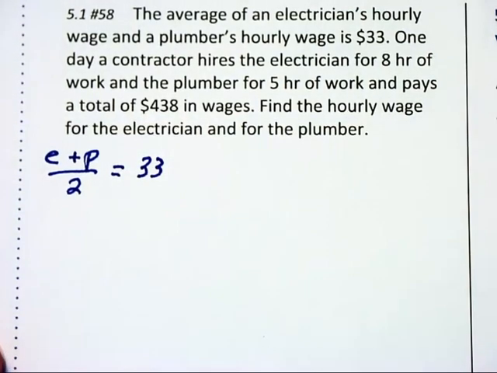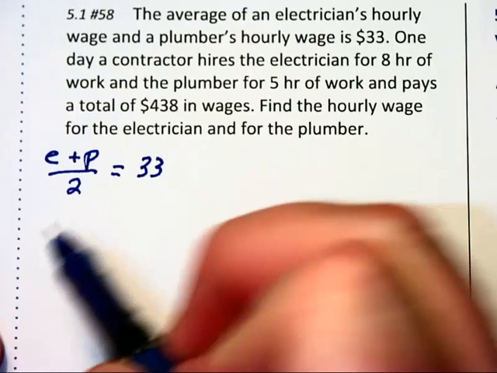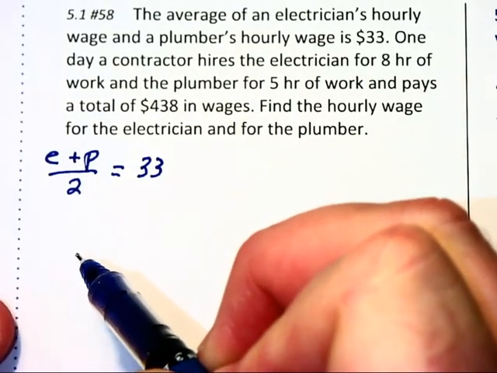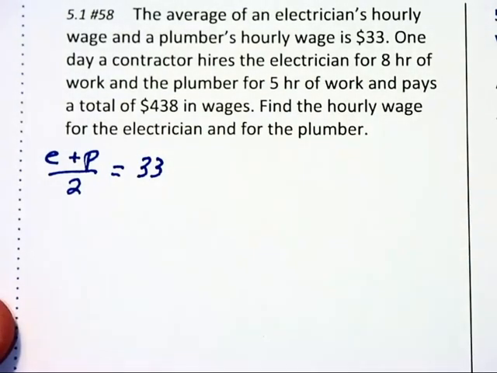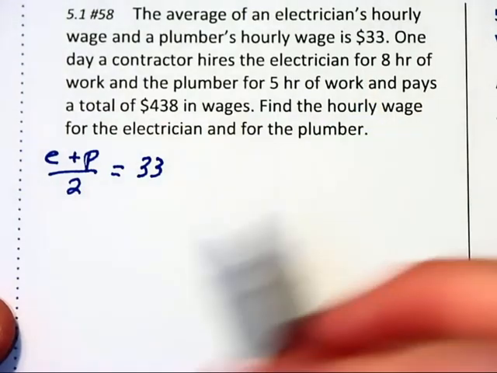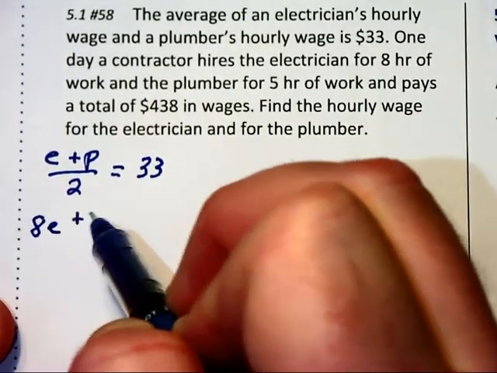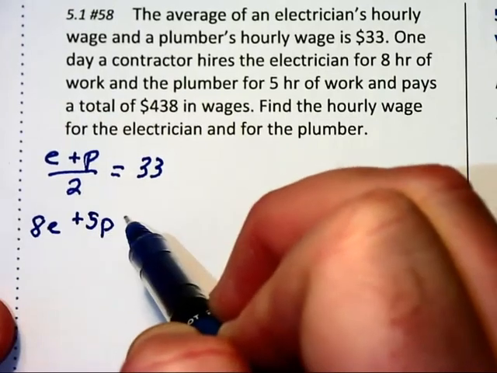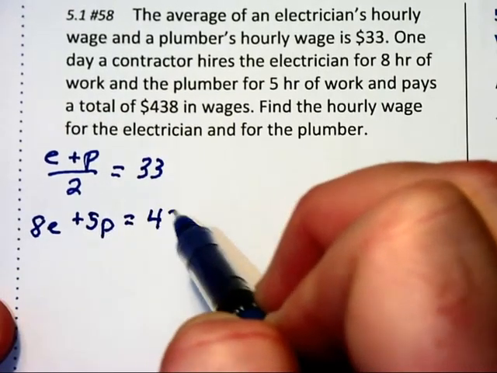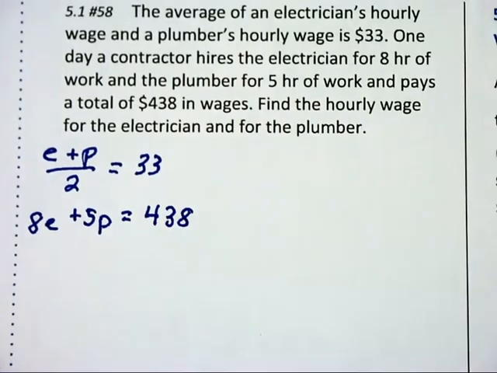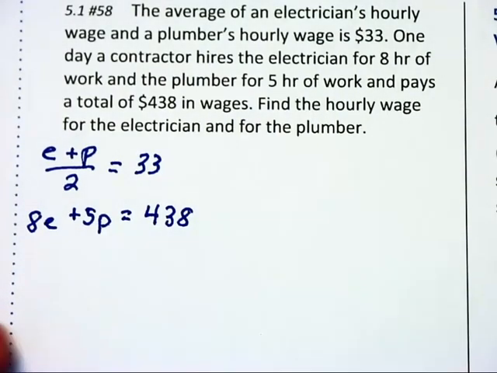One day a contractor hires the electrician for 8 hours and the plumber for 5 hours of work and pays them $438 total. That means we're going to be earning 8 hours for the electrician, 5 hours for the plumber, is going to add up to $438. Looks to me like we have our two equations.